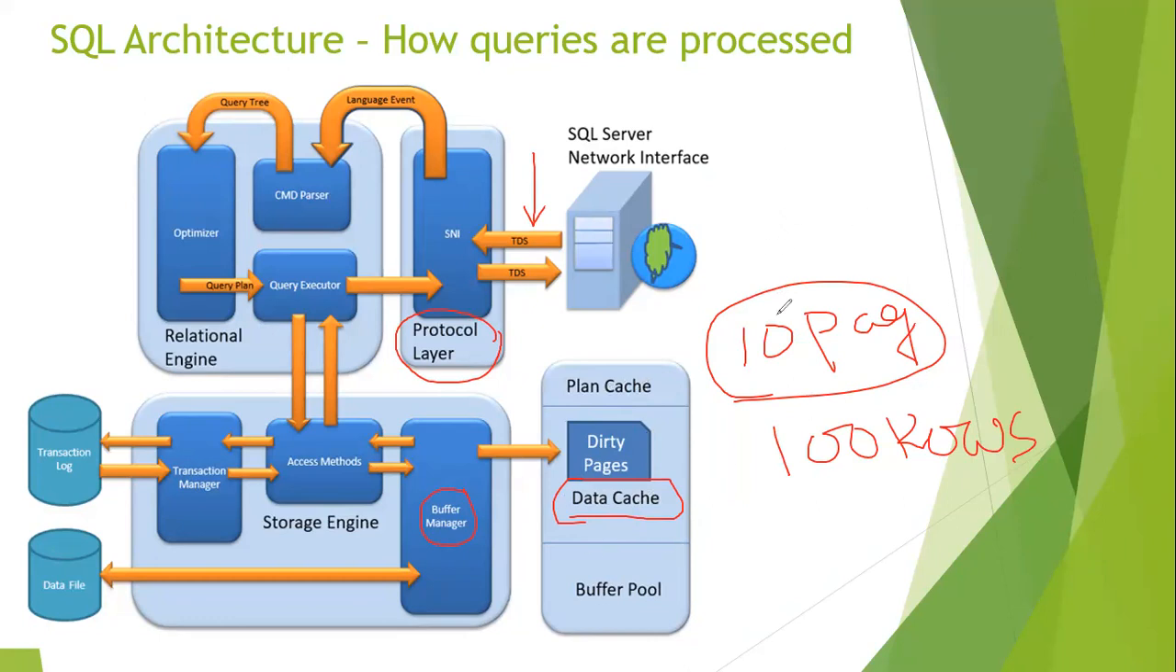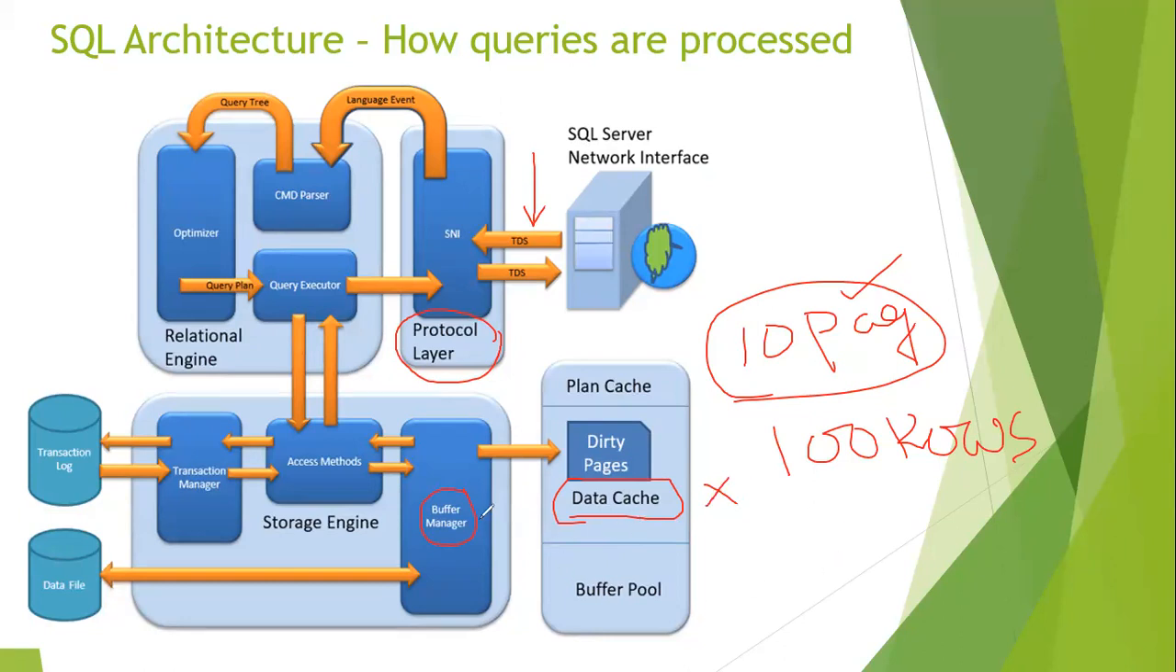Let's say, for example, you need 10 pages to read. Those 10 pages should be available in the memory, otherwise it cannot be performed. It cannot be operated on the storage level, so it has to be available in the data cache. Let's say pages are not available in the memory.